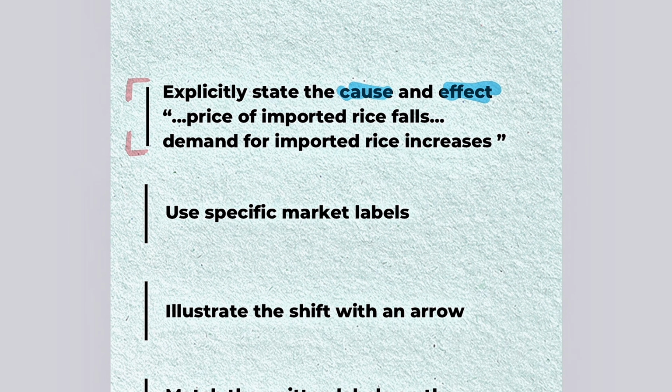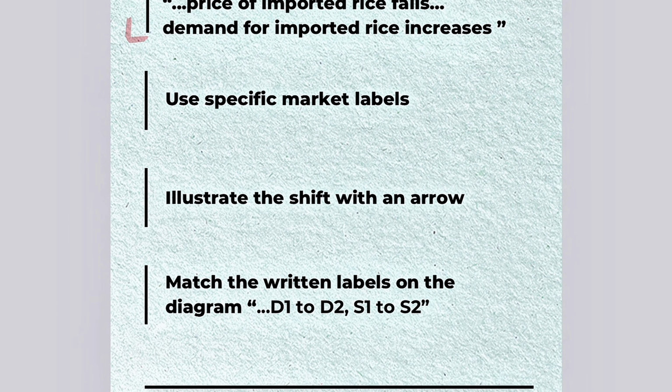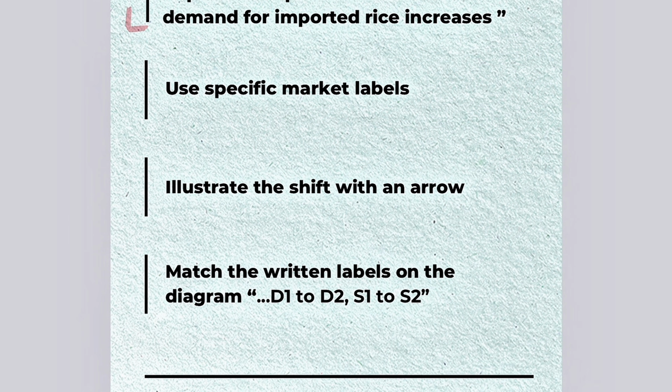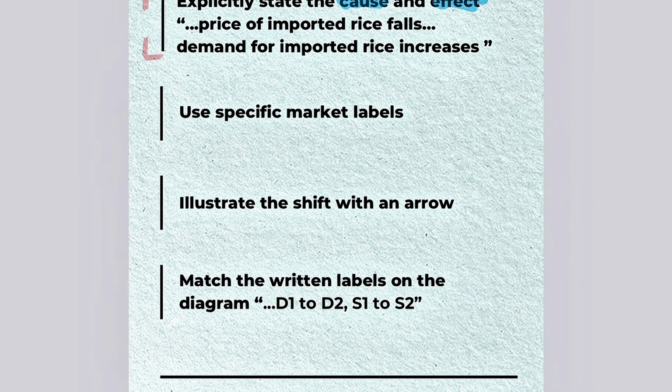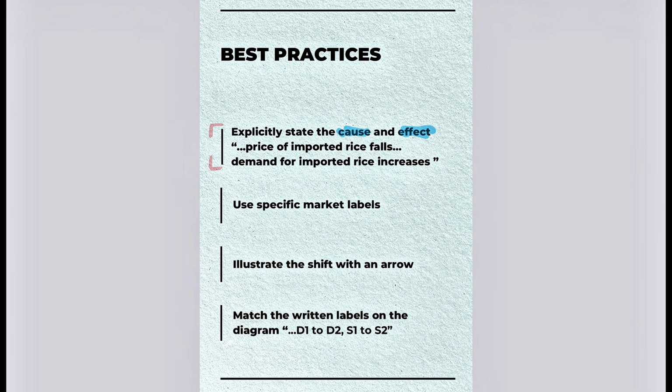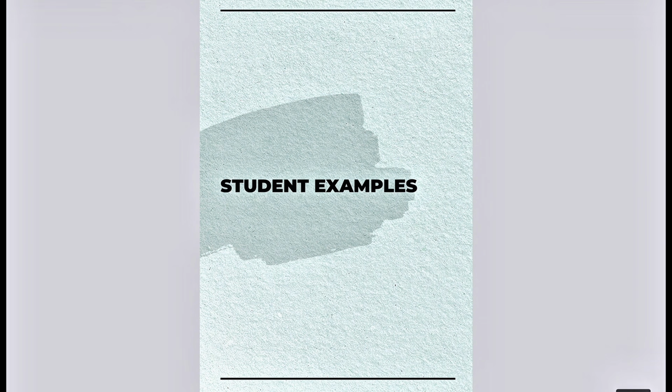And the other things that are nice to haves but not mandatory is that you need to use specific labels, illustrate your shift with an arrow, and match the written labels on the diagram. For example, D1 to D2, or S1 to S2, and so on and so forth. Moving on to some student examples. I've tried to give a wide variety of student examples, some that have written too much, and some that have given us the bare minimum, but yet all of these have one thing in common: they all scored 4 out of 4.